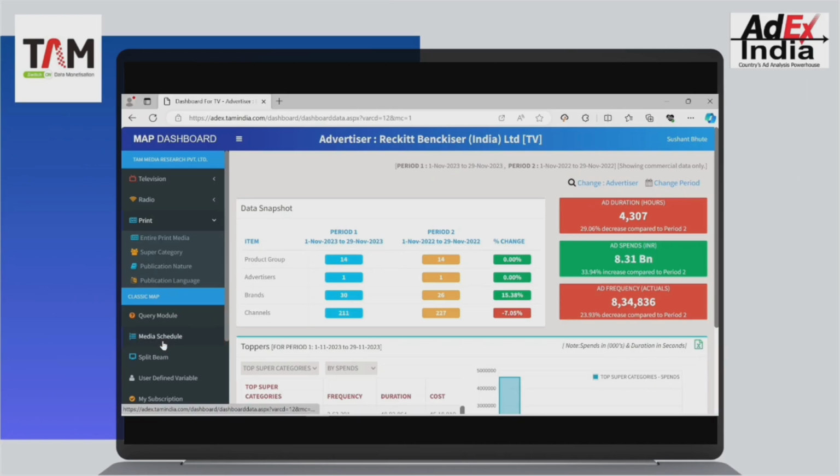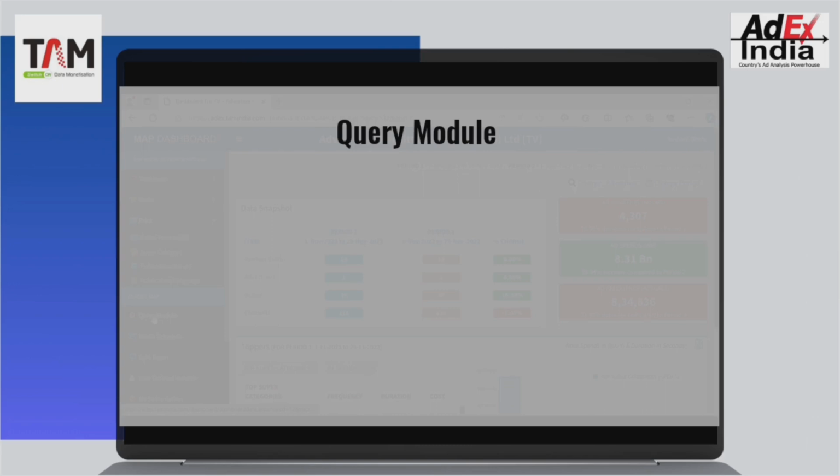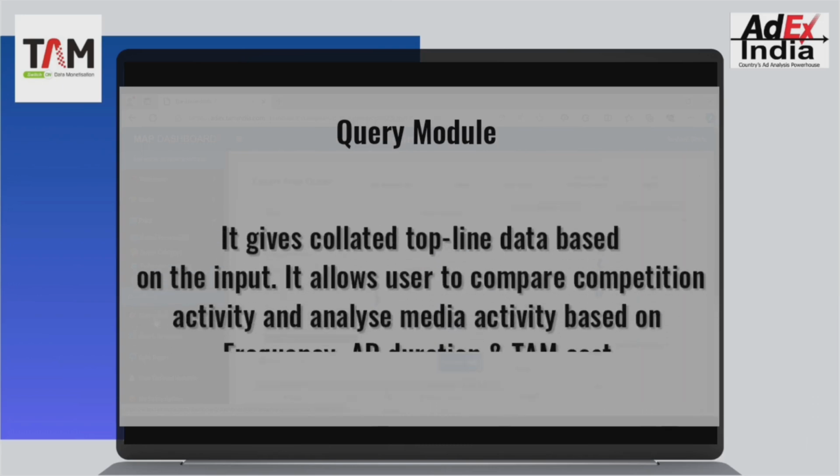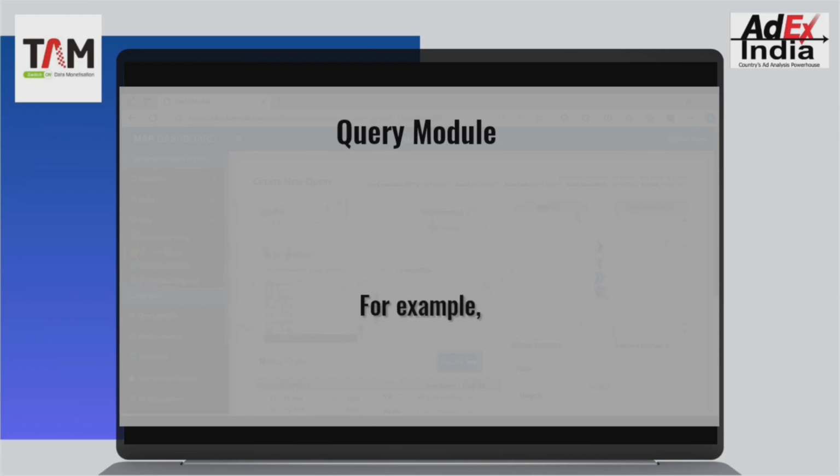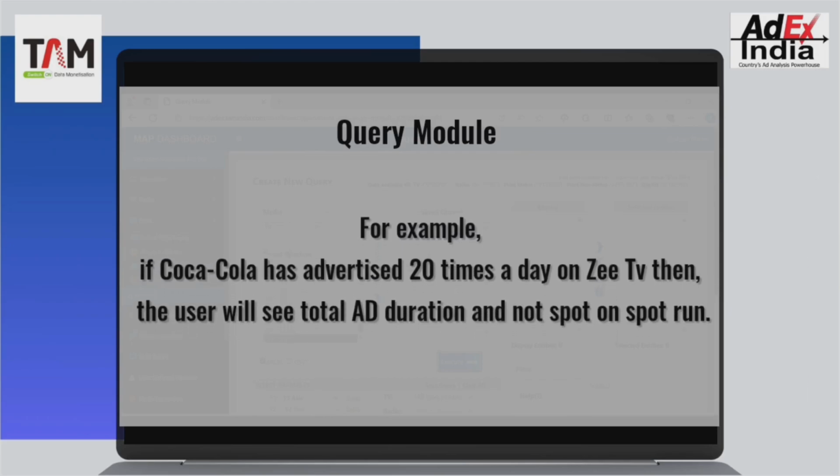First let me explain the difference between these two. Query Module gives collated top-line data based on the inputs. It allows users to compare competition activity and analyze media activity based on frequency, ad duration and TAM cost. For example, if Coca-Cola has advertised 20 times a day on ZTV, then the user will see total ad duration and not spot-on-spot run.